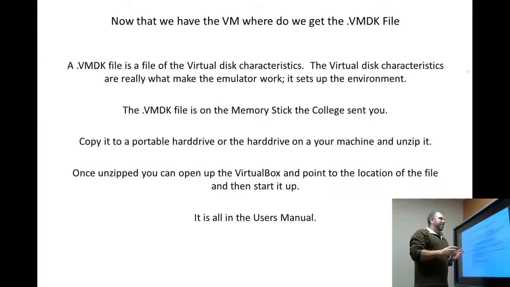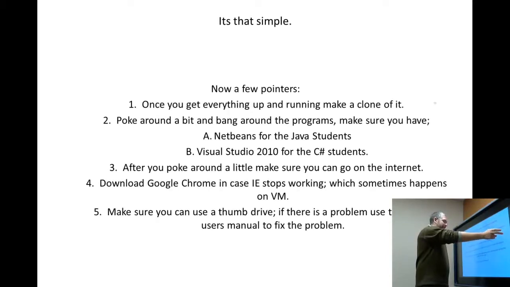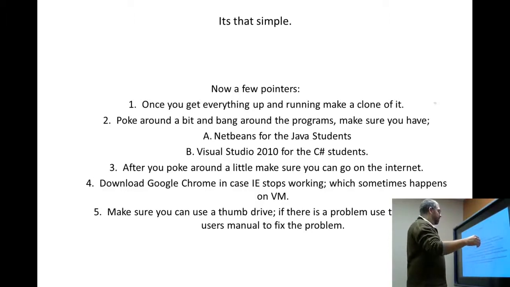Now that we have the VM, where do we get the VMDK file, which is like the data file that we've created? So we sent that to you on a memory stick. And you guys should have that, and you can load it right onto your computer, unzip it, and then load it into the virtual machine. You're going to basically open up your VirtualBox software, point to the location of the file, and then start it up. It's all in the user manual, and reading the first couple of chapters of the user manual can really help smooth things out. Okay, so it's that simple.